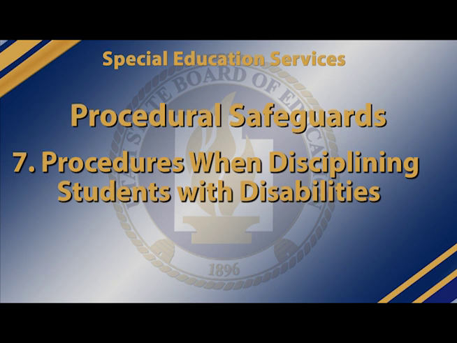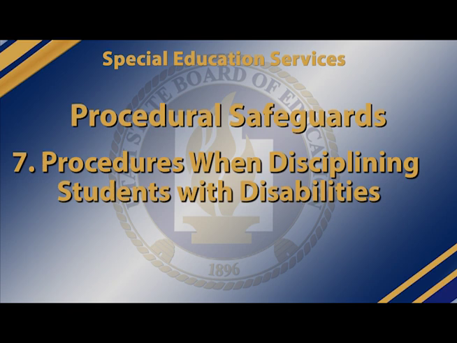Case-by-case determination. School personnel may consider any unique circumstances on a case-by-case basis when determining whether a change in placement, consistent with the requirements of this section, is appropriate for a student with a disability who violates a code of student conduct.